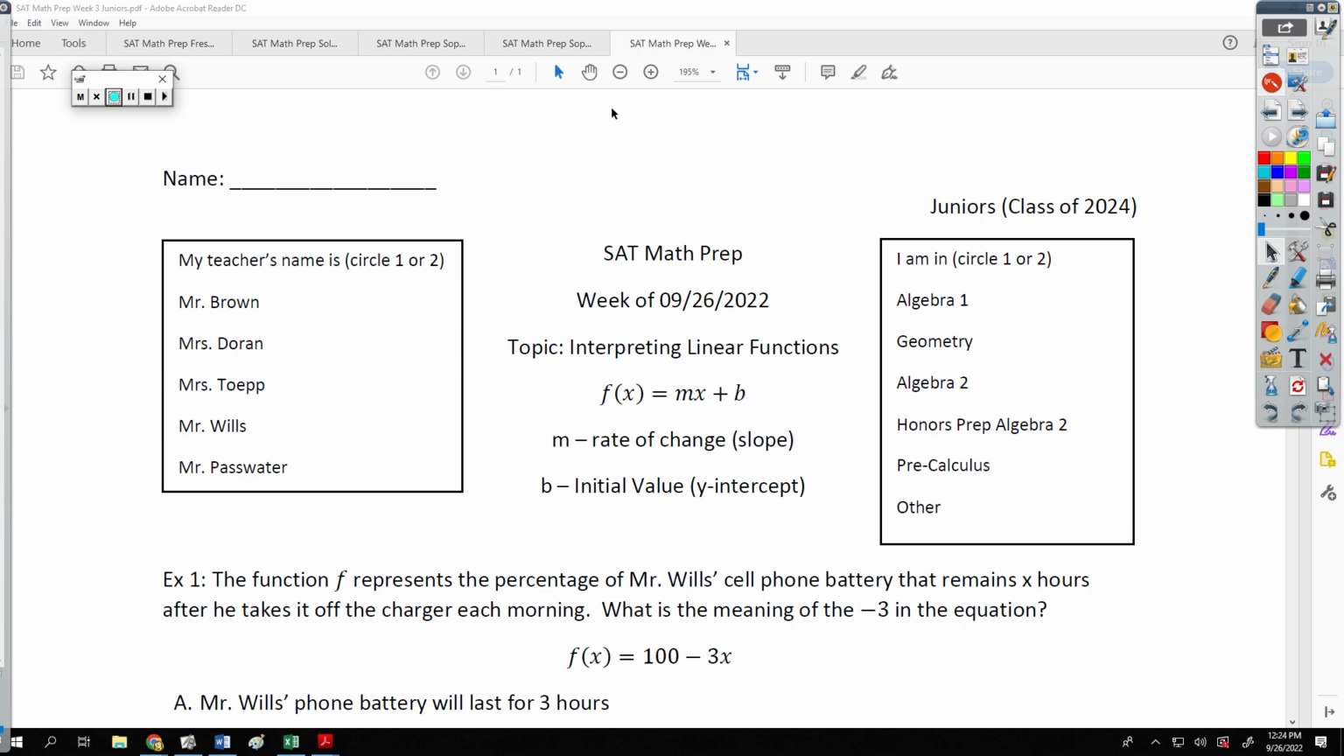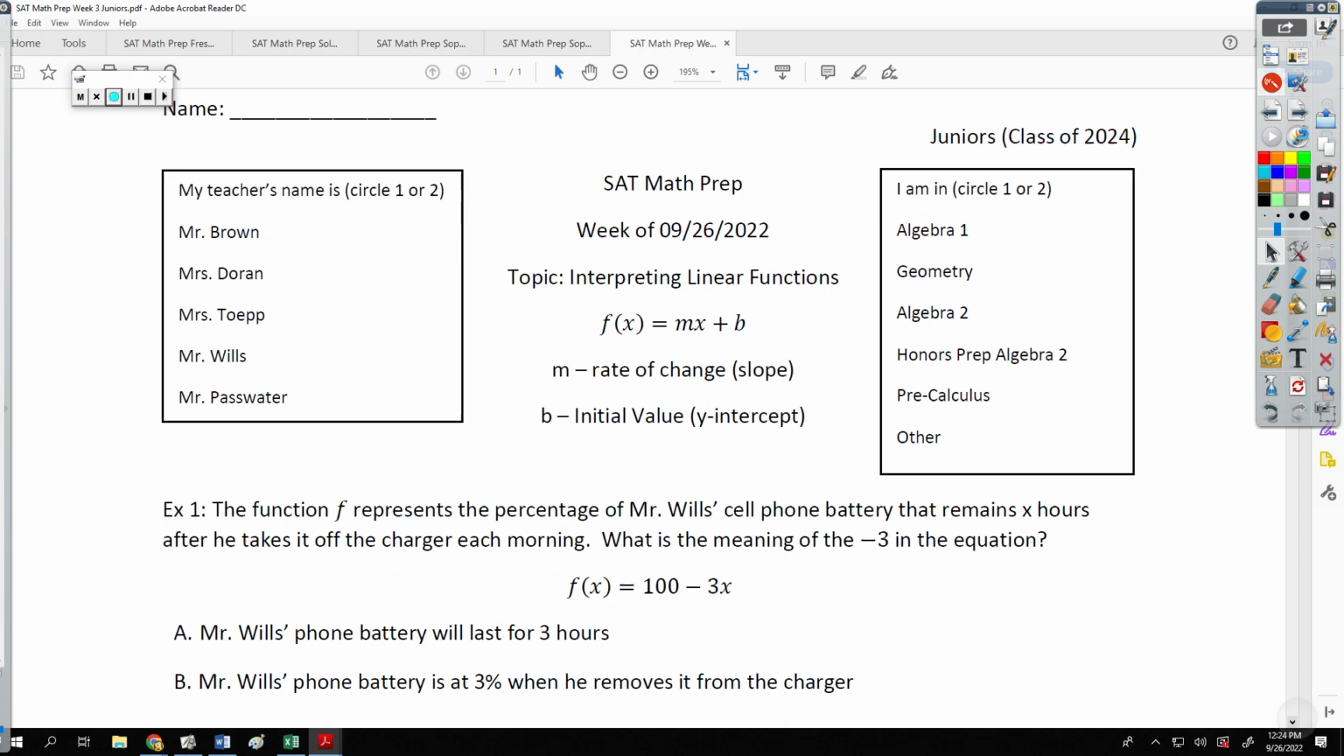So we're going to be dealing exclusively with linear functions, that is y equals mx plus b. Now remember that another way to write y is to write f of x equals mx plus b, where m is the rate of change or slope, and b is the initial value or y-intercept. So all we're doing here is interpreting word problems that are linear functions. So let's go through some examples. This should be a relatively quick lesson here.